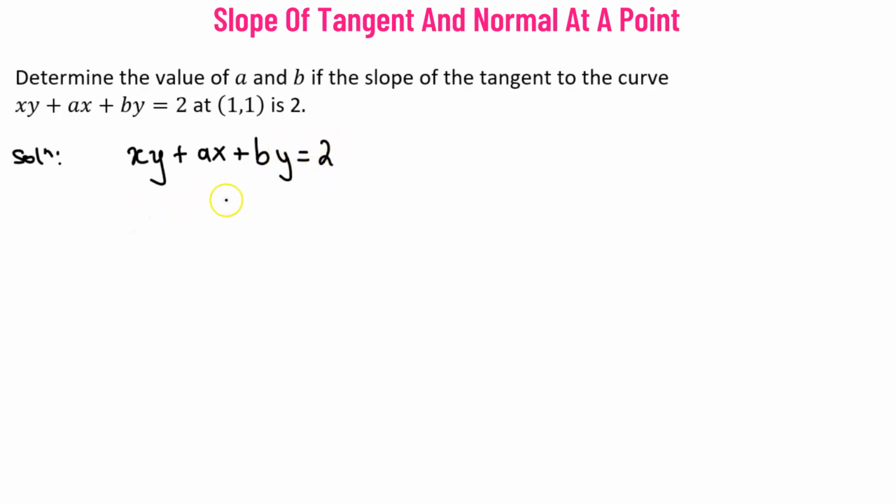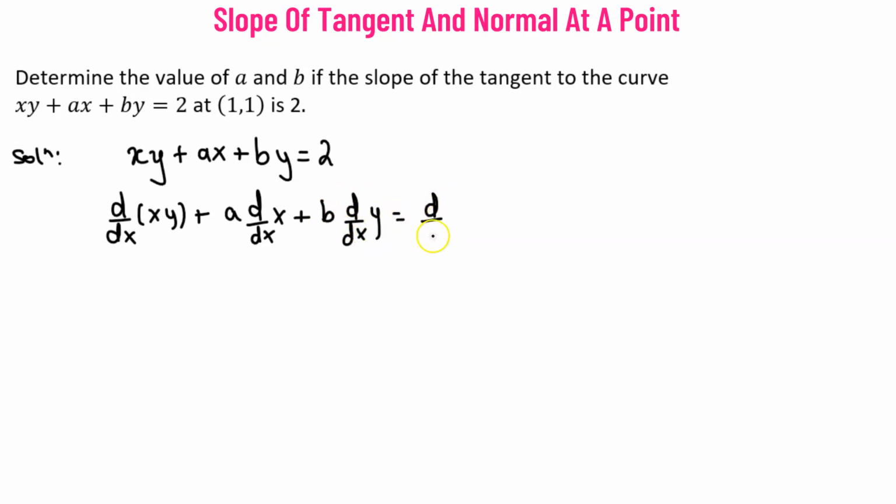So we'll have to perform an implicit differentiation. That means we'll take the derivative on both sides with respect to x. So let's say we have the derivative with respect to x. We'll take the derivative term by term, plus a times the derivative with respect to x of x, plus b times the derivative with respect to x of y, and the derivative with respect to x of the constant 2.